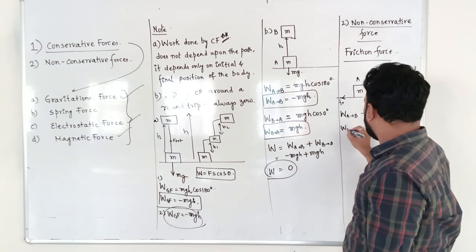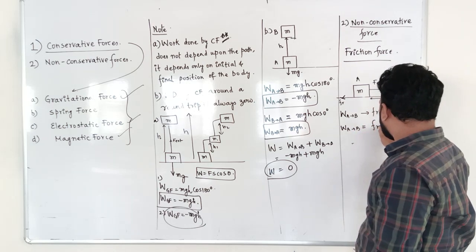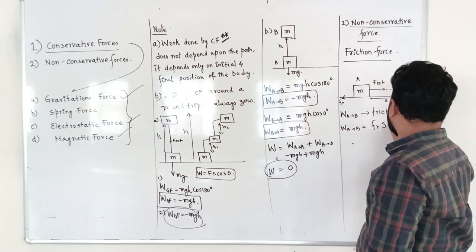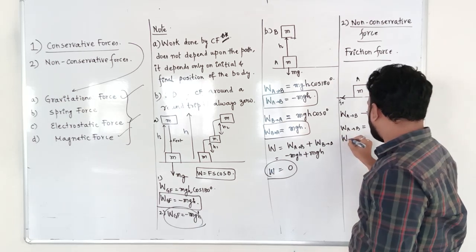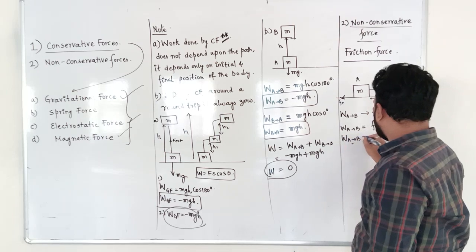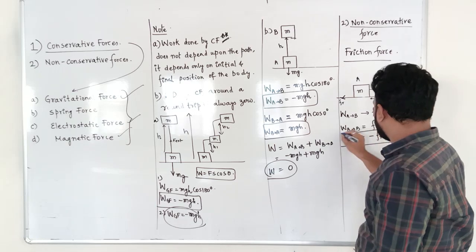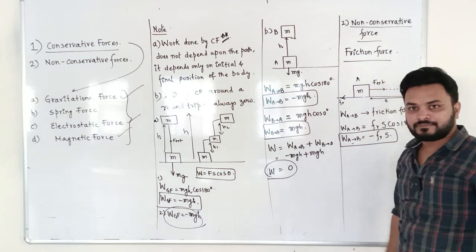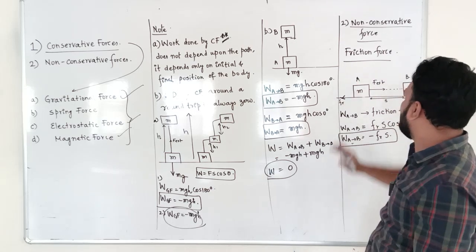Work done from A to B by the friction force Fr: Fr is in this direction, S is in this direction, cos 180. Correct, no? Work done from A to B equal to minus Frs. This is the work done we are getting where we are taking this block from A to B point. Understood? Now, round trip. Now we are taking this block from B to A point.